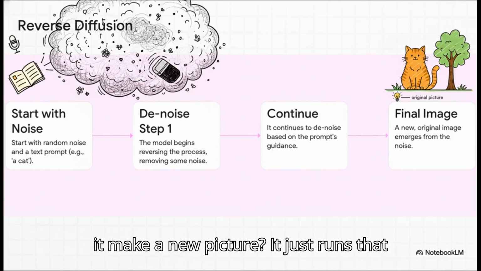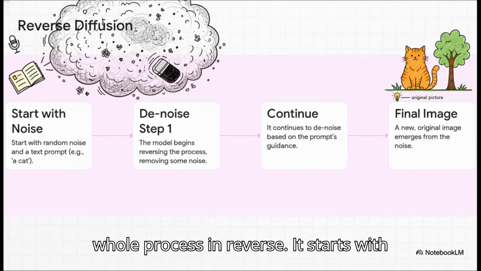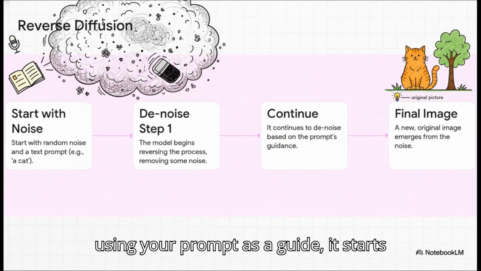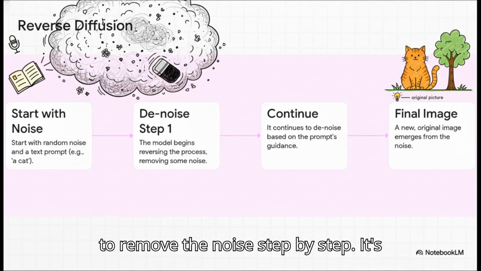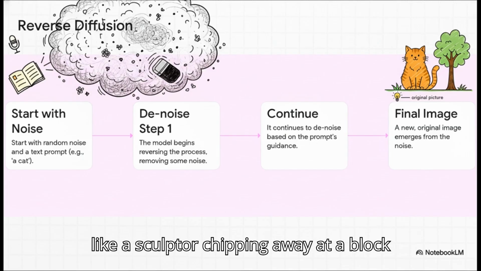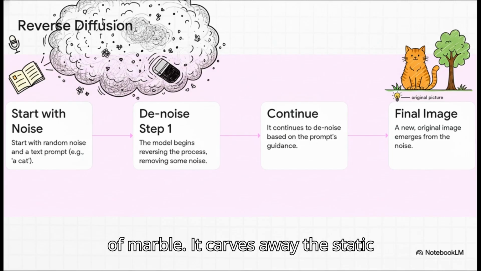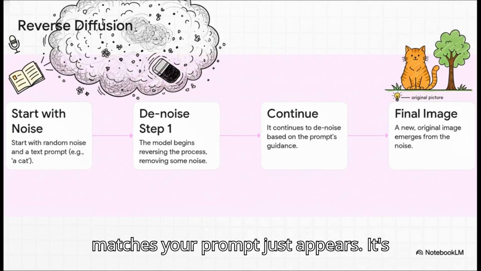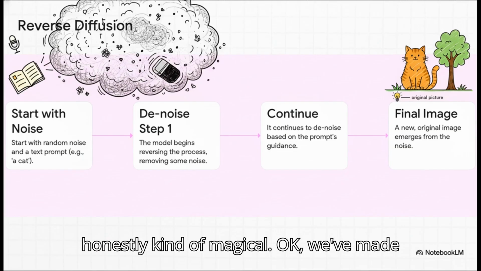It just runs that whole process in reverse. It starts with a blank canvas of random noise, and then using your prompt as a guide, it starts to remove the noise step by step. It's like a sculptor chipping away at a block of marble. It carves away the static until a brand new original image that matches your prompt just appears. It's honestly kind of magical.